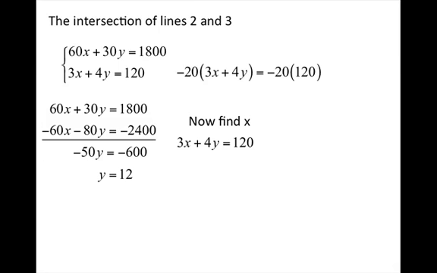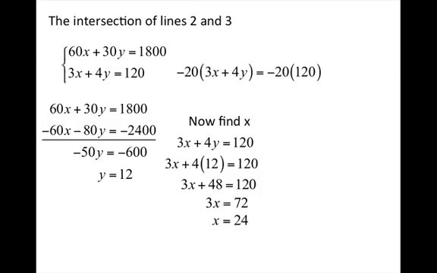So if I replace the y with a 12, I have 3x plus 4 times 12 equals 120. Well, 4 times 12 is 48, so I have 3x plus 48 equals 120. If you subtract 48 from each side, you get 3x equals 72. And then if you divide by 3, you get x equals 24. So the fourth corner point is at the point 24, 12. Be sure to always list the x first.